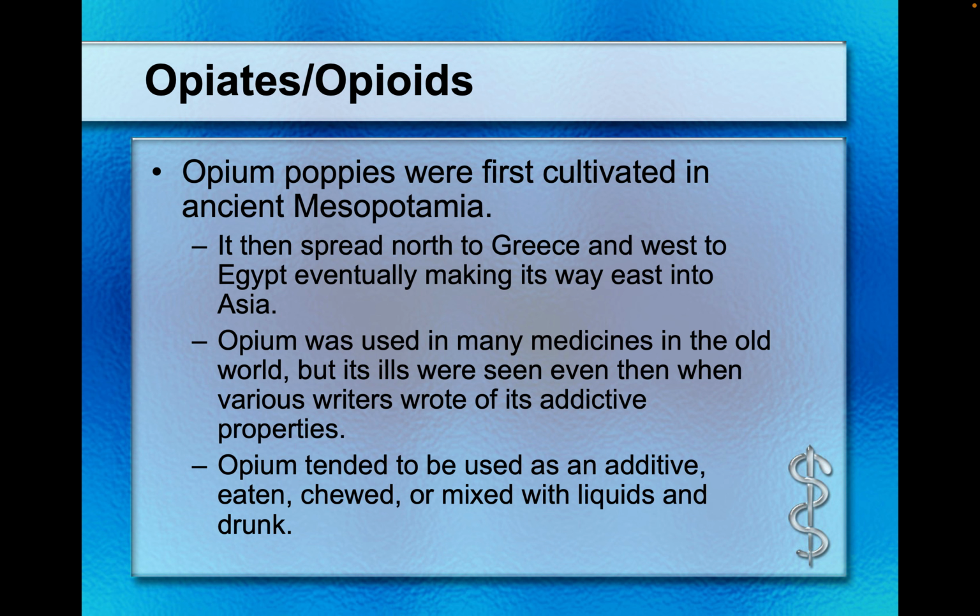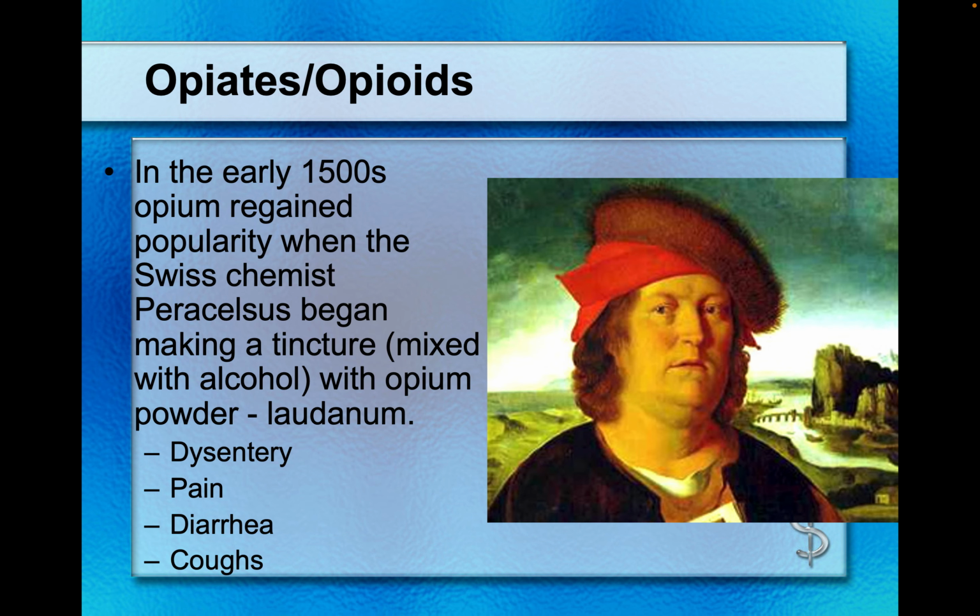Opium poppies were first cultivated in ancient Mesopotamia. It then spread north to Greece and west to Egypt, eventually making its way east into Asia. Opium was used in many medicines in the Old World, but its ills were seen even then when various writers wrote of its addictive properties. Opium tended to be used as an additive, eaten, chewed, or mixed with liquids and drunk.